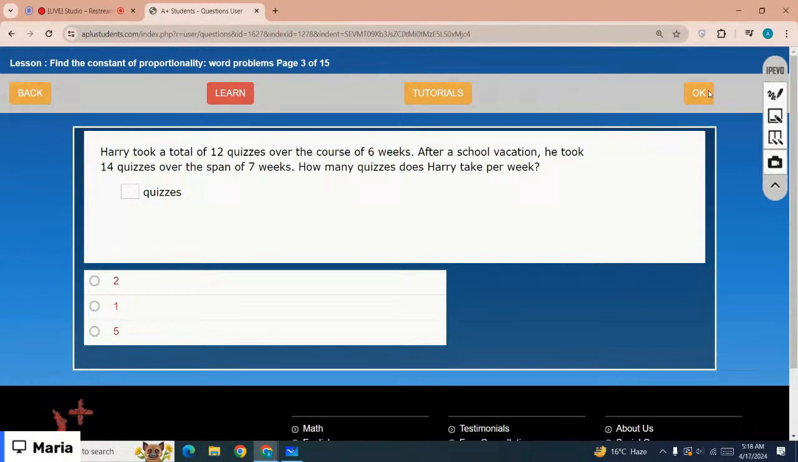Harry took a total of 12 quizzes over the course of 6 weeks. After school vacation, he took 17 quizzes over the span of 7 weeks. How many quizzes does Harry take per week? So, which is the correct option?